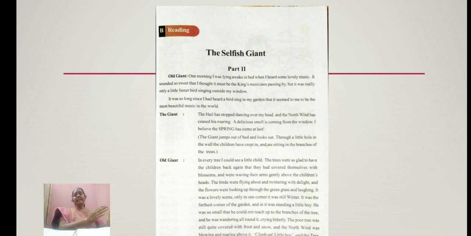So there was a little boy in the corner of the garden. So many children are playing. They climbed the trees. But a little boy, he was in the corner of the garden, and he was unable to climb the tree. The tree itself bent its branches and asked the boy to climb up, but the boy was too small and he was unable to climb the tree. Turn to the next page. Okay.